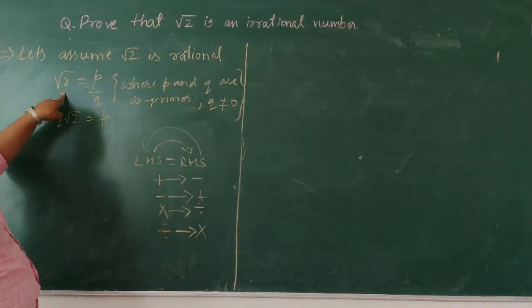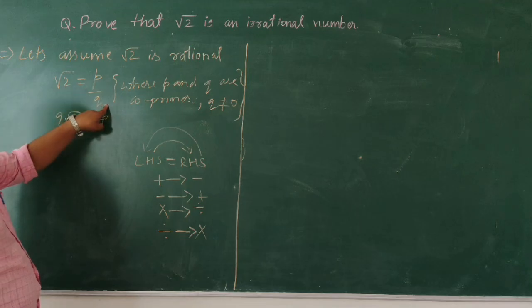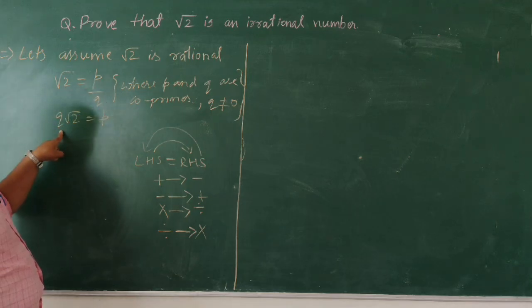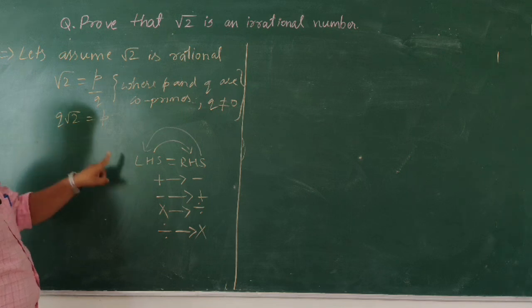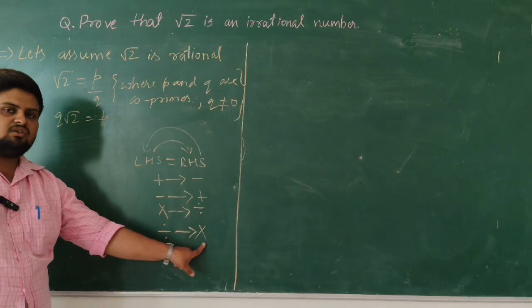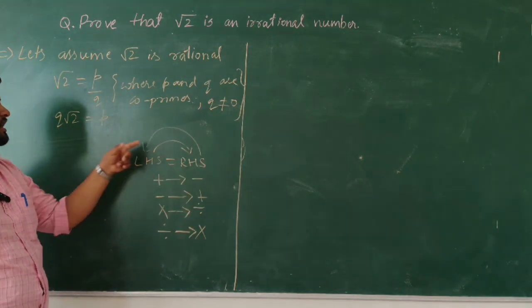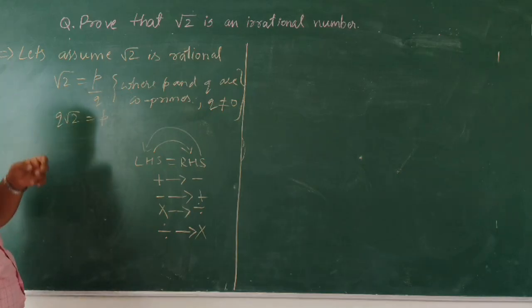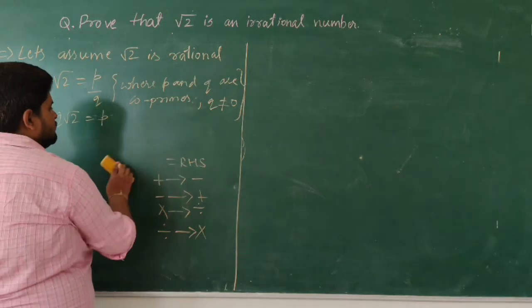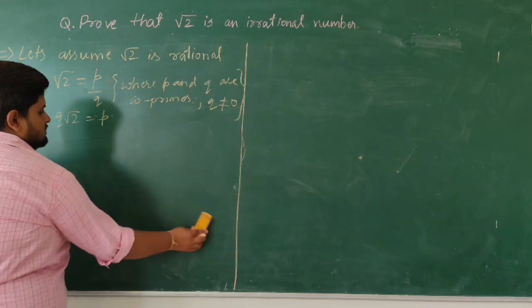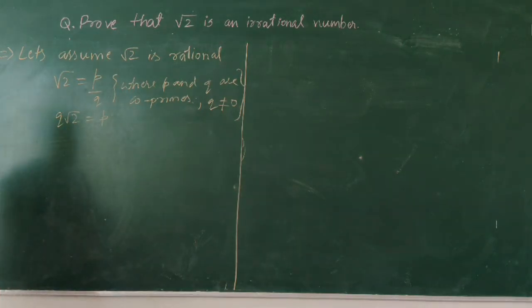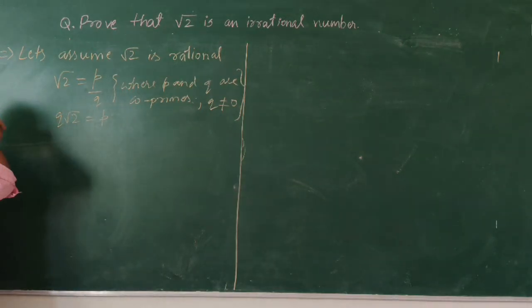So here in this example we have root 2 is equal to P by Q, P divided by Q. So when I took the Q to the LHS, it became Q multiplied by root 2. The division changed to multiplication when I moved it from RHS to LHS. So now we got Q root 2 is equal to P. Now let us proceed further.